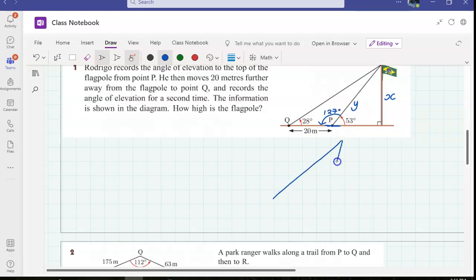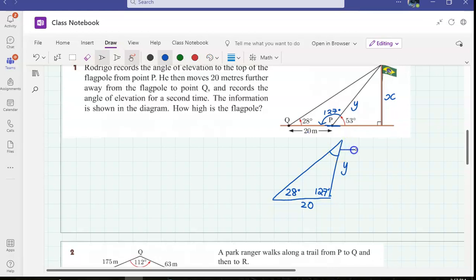If I was to draw this triangle without all of the flagpole, without all of the other stuff, this is y, this is 20, this is 28, and this is 127, and you want to find y. How could you do it? Yes, Luke. But don't I need a known pair for the sine rule? So I've got a pair here. Yes! Can you find this angle without any trigonometry?